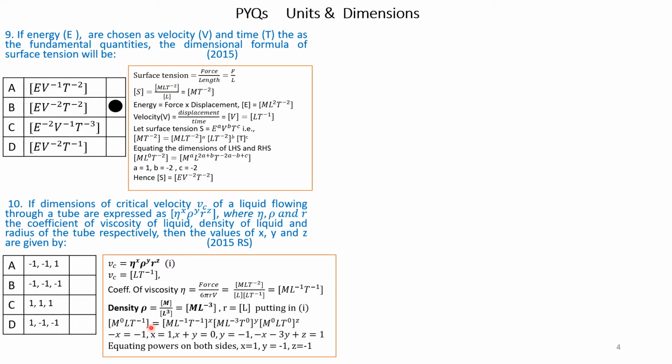Therefore, substituting in the given formula, Vc, M to the power of 0, M is missing in here, so we will put it as M to the power of 0, L to the power of minus 1 is equal to ML to the power of minus 1, T to the power of minus 1 to the power of x, and ML to the power of minus 3 to the power of y, and M0 L1 T0 to the power of z. Comparing the powers of left hand side and right hand side and simplifying, we get x is equal to 1, y is equal to minus 1 and z is equal to minus 1.